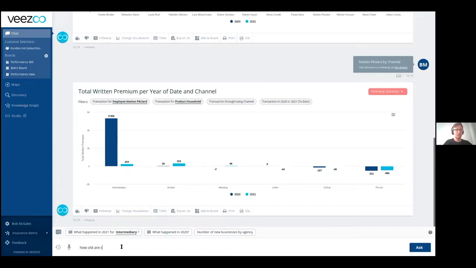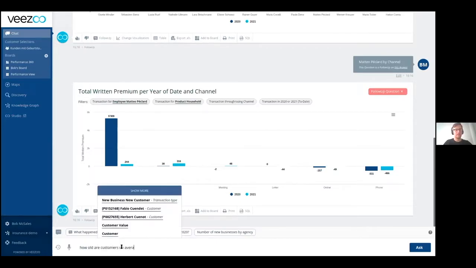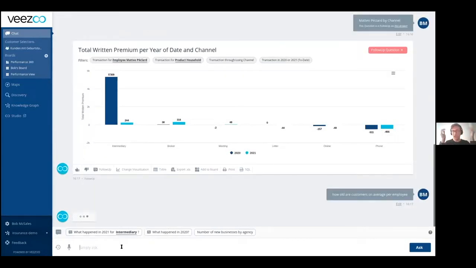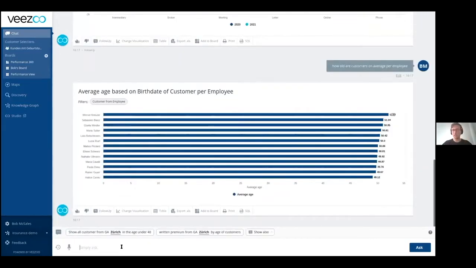So how old are customers on average per employee? We can just ask like this, and we'll see here for each of the employees what the average age of the customers is. So Mateo is right around there. There's nothing really special. It's 50. So Mateo looks at this and says, well, actually, yeah, maybe they're around 50, but they're old anyway. If you're looking just at the 20 to 30 year old customers, I don't have that many.